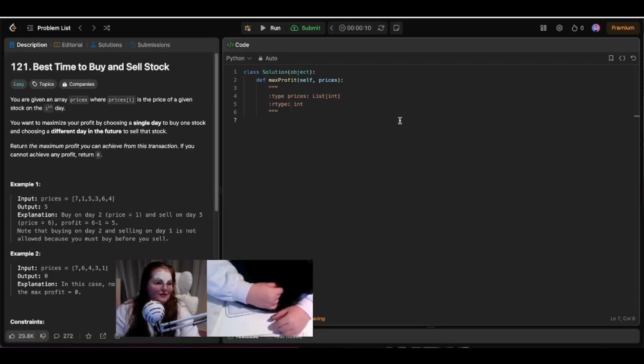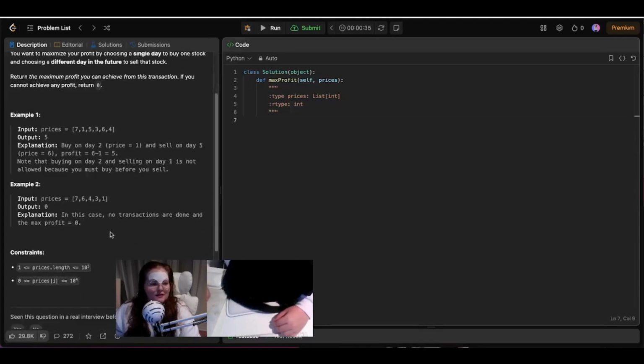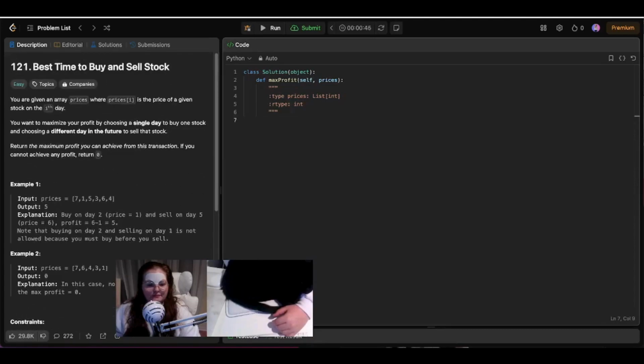So you are given an array of prices where prices[i] is the price of a given stock on the ith day. You want to maximize your profit by choosing a single day to buy one stock and choosing a different day in the future to sell that stock. Return the maximum profit you can achieve from this transaction. If you cannot achieve any profit, return 0. It's pretty straightforward. These are the examples, and these are the constraints. I feel like this is a pretty straightforward question, all things considered.